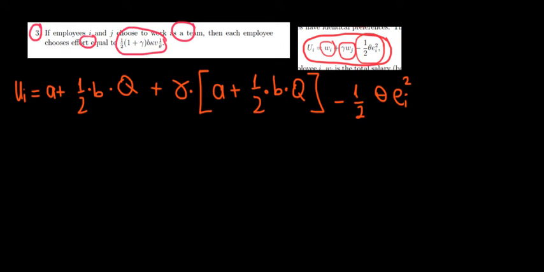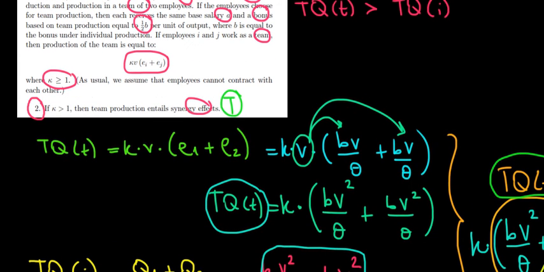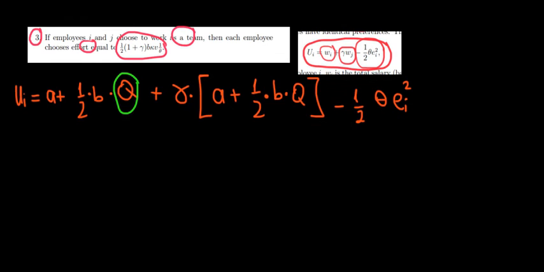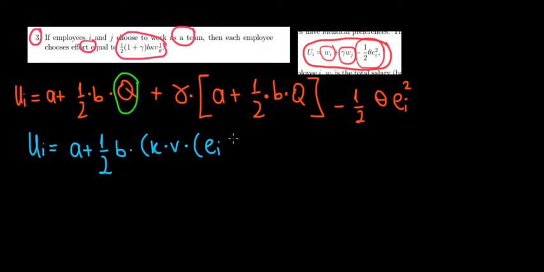Now, what do we know about the quantity? We know something about the quantity under team production. We found out that the quantity under team production is K times V times the efforts. So let's write that down, because we want to know the utility in terms of the effort. We're looking for the optimal effort, so we have to write the function in terms of effort. We'll have the utility of an individual, which is equal to A plus 1/2 times B times the quantity, which is K times V times the effort of individual I plus the effort of the other guy. Yes, that's the quantity.